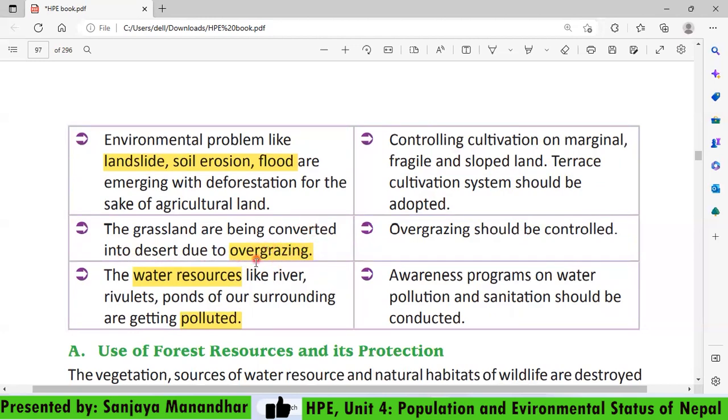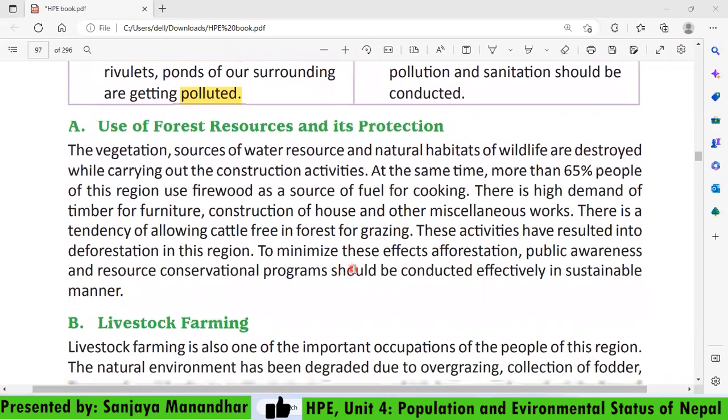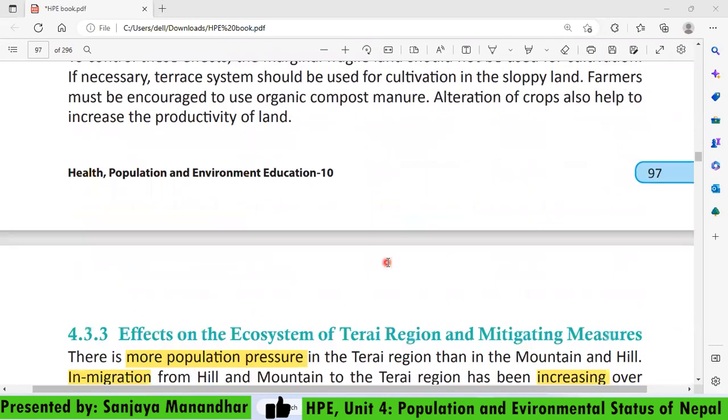This is one problem, overgrazing. So for that, what is the mitigating measure? Overgrazing should be controlled. Similarly, water resources like rivulets and ponds of the surroundings are getting polluted. Pollution is another problem, water pollution. So for that, what can be done? Awareness programs on water pollution and sanitation should be conducted. That is the main solution. Now, all these things are again explained here, so I will not read out all of them.